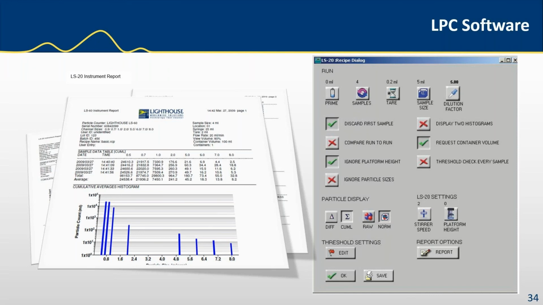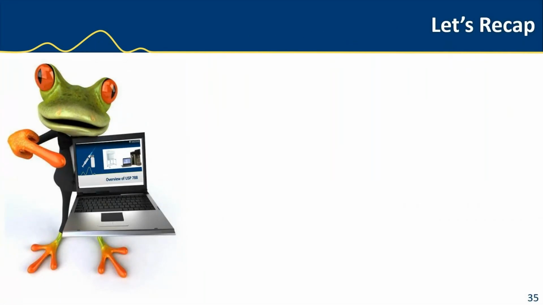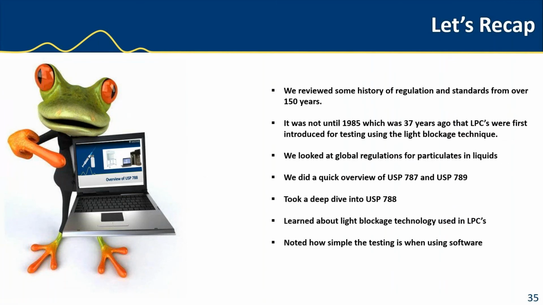So let's talk about what we've covered today. We reviewed some history of regulation and standards from over 150 years. The first injectables were not fully tested, nor was there any real means to test them other than a visual optical test before moving onto filter membrane and microscope testing in the late 1960s. It was not until 1985, which was around 37 years ago, that liquid particle counters were first introduced for testing using the light blockage technique.